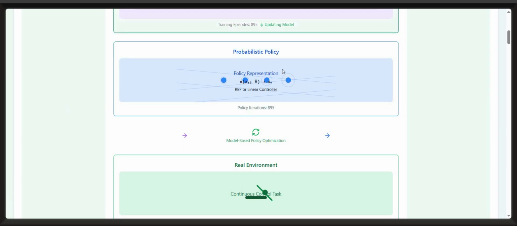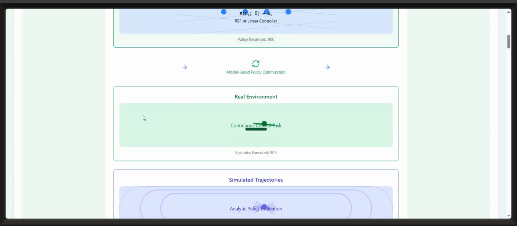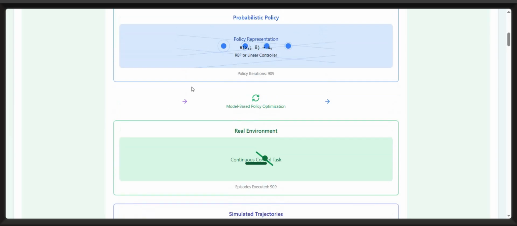Then we move down to the policy section, and this is where the algorithm tries to decide what action to take based on the current state. The policy is written as phi of x sub t, theta. That just means it's a function that maps the current state to an action using some parameters theta. This policy can be something simple like a linear controller, or something a bit more flexible like an RBF network. You can see here, just below that, the number of policy iterations, which tells you how many times we have refined or updated the policy.